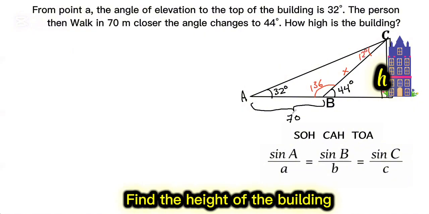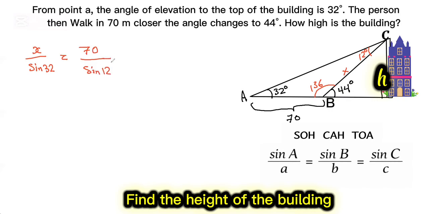Now, we can find side x by using the sine law. So we could start with x over sine 32, because that's the angle that's opposite to x, equals 70 over sine 12, because the angle that's opposite to 70 is 12.